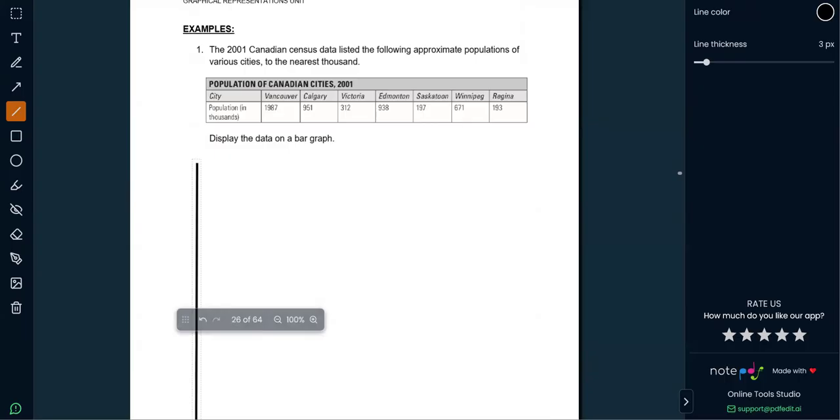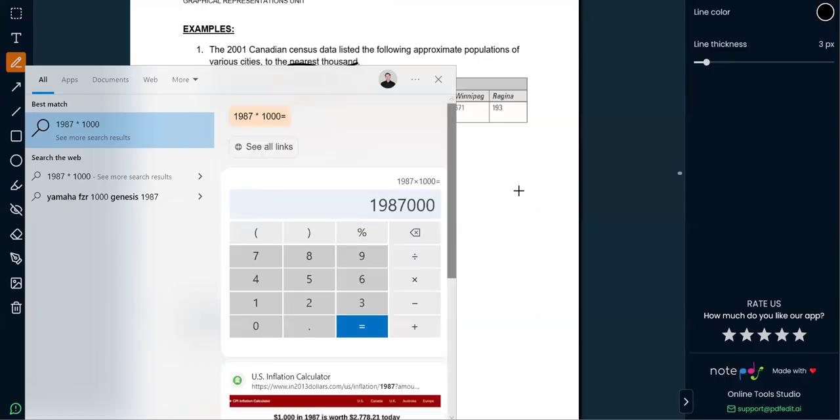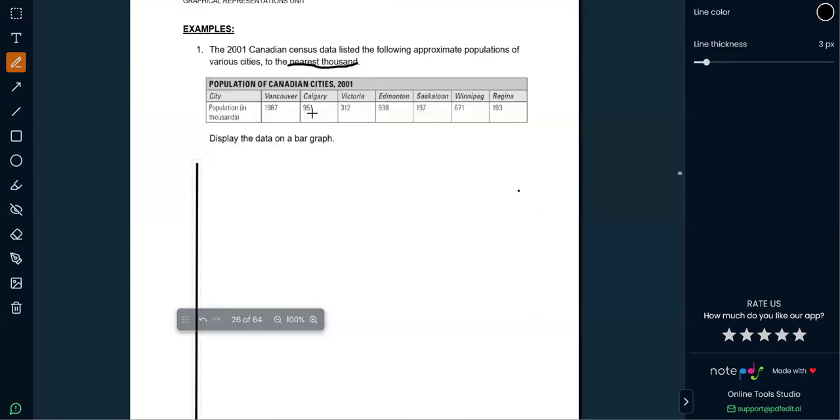Okay, so in 2001, Canadian census data displayed the following approximate populations of various cities to the nearest thousand. So Vancouver is 1,987. So that's 1,987 times 1,000. That is 1.9 million people, almost 2 million people. Calgary, 951,000 people, and so on and so forth. So this is our data here.